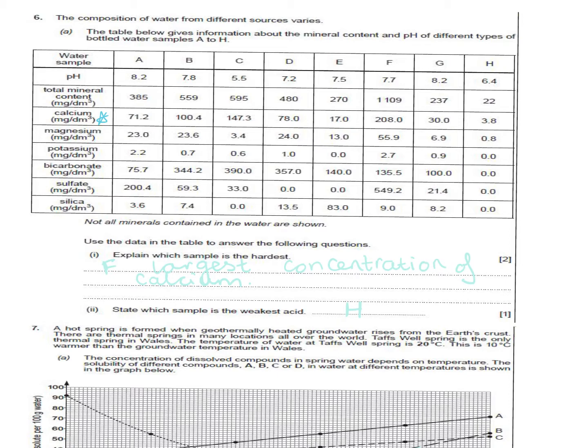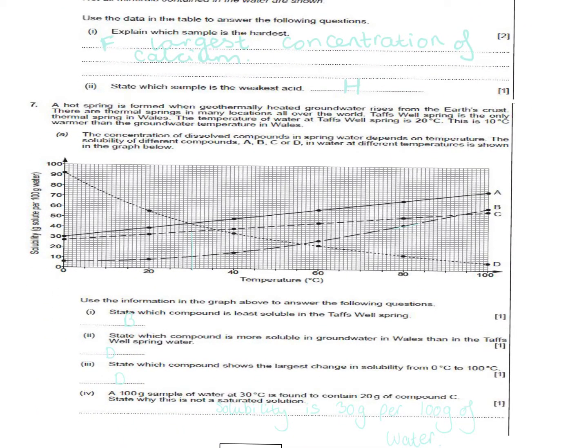Then it moves on to the weak acid, so they gave you the pH. A weak acid, well, first off anything below 7 is an acid, and this is the closest to 7, so 6.4, so that would be the weak acid. State which compound is the least soluble in Taftswell Spring. If you read the information, it says that Taftswell Spring is 20 degrees. So if you go to 20 degrees, the one that's least soluble is this one here, which if you follow the line up is B.